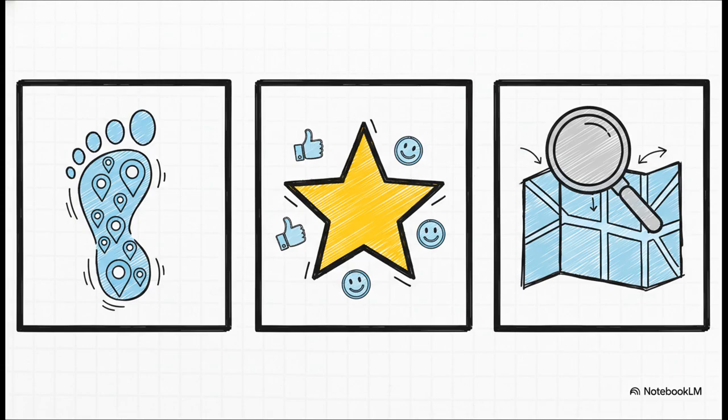First, we've got to build your digital footprint using what we call citations. Second, we have to actively manage your reputation through reviews. And third, we need to track what's really happening with your visibility using proper rank tracking. Let's dig into each one.